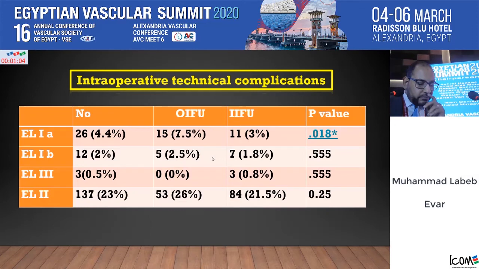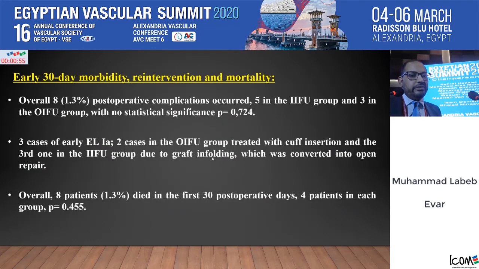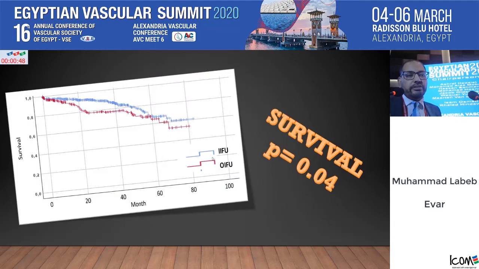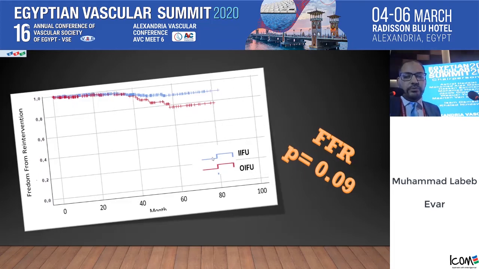Regarding intraoperative complications, there is type 1A endoleak with a statistically significant difference between the outside instruction for use and inside instruction for use groups. Our early 30-day morbidity, re-intervention rate and mortality were the same between both groups. Regarding survival, using log-rank p-value, there is a statistically significant difference between the instruction for use group and the outside instruction for use group. Regarding freedom from re-intervention at midterm follow-up, there is no statistical difference between both groups.